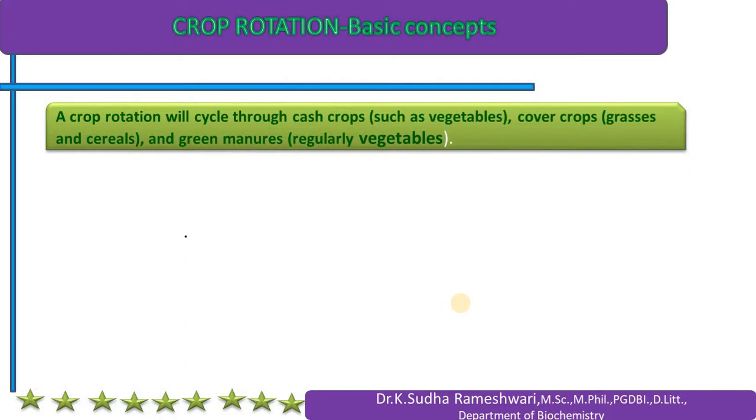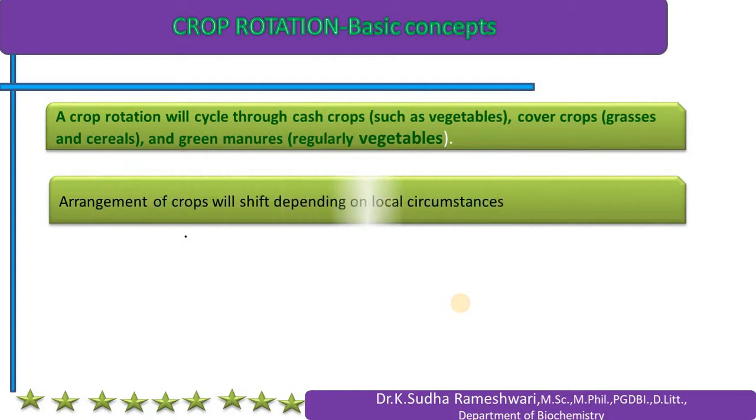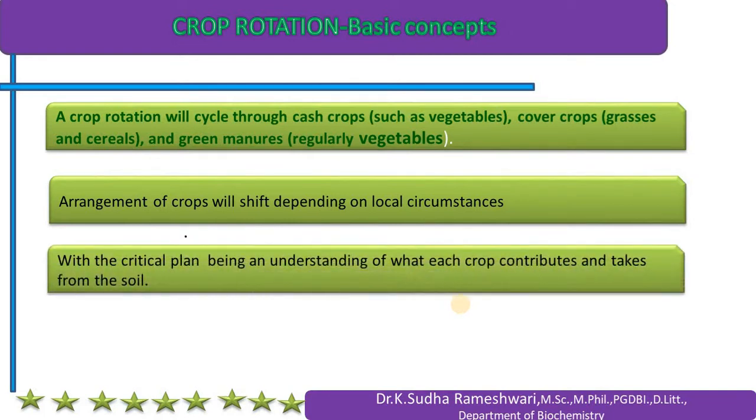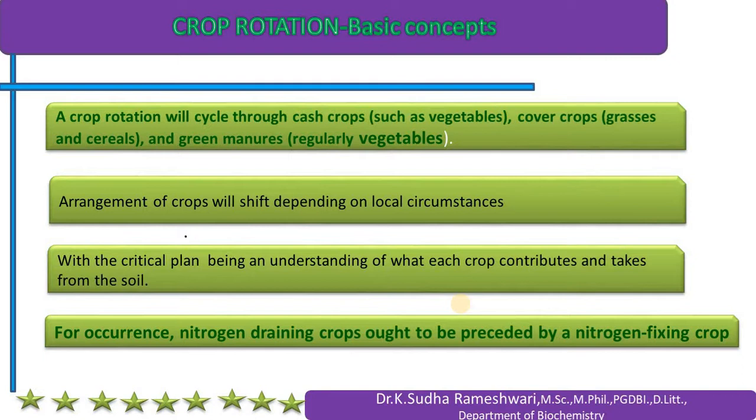A crop rotation will cycle through cash crops such as vegetables, cover crops, grasses and cereals, and green manures, regularly. The precise arrangement of crops will shift depending on local circumstances, with a critical planning element being an understanding of what each crop contributes and takes from the soil. For instance, nitrogen-demanding crops ought to be preceded by a nitrogen-fixing crop. So this is the first concept they explained, beans after planting corn.